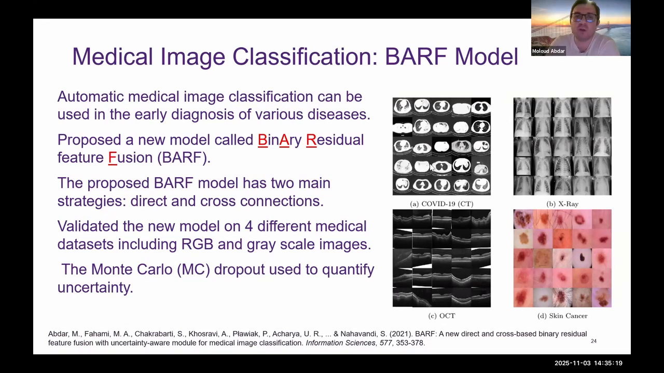We proposed a model called binary residual feature fusion. I called it BARF. The proposed model has two main strategies, direct and cross connections, and was validated on four data sets. As I mentioned, one of them was an RGB image, the skin cancer, and three grayscale images. We also used Monte Carlo dropout to quantify uncertainty.